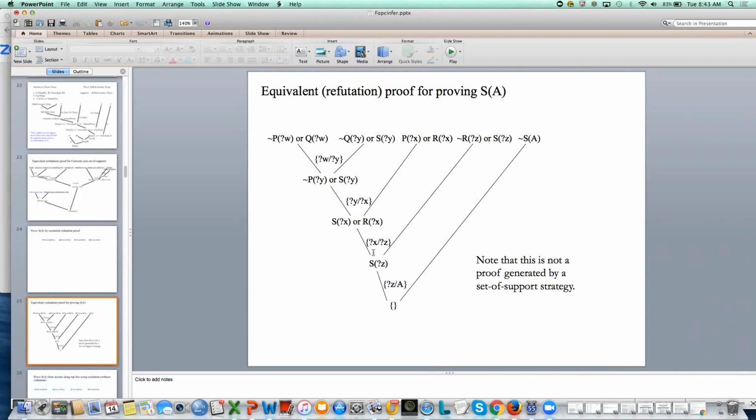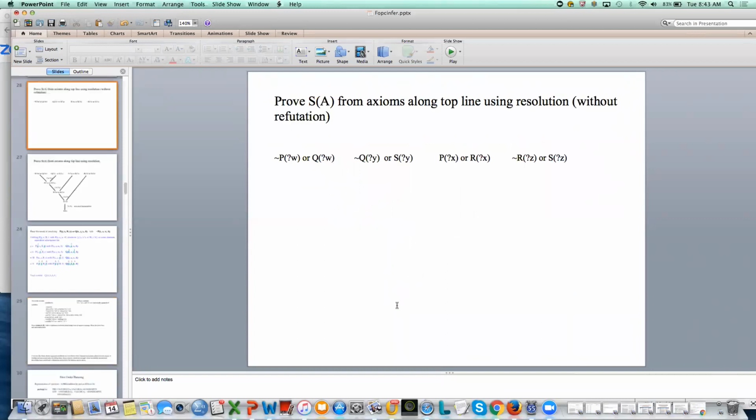We can conclude this. At some point, we are left with S of Z here. We can unify it as unnegated with S of A, and with that binding, we're left with null. So take a look at that proof later.